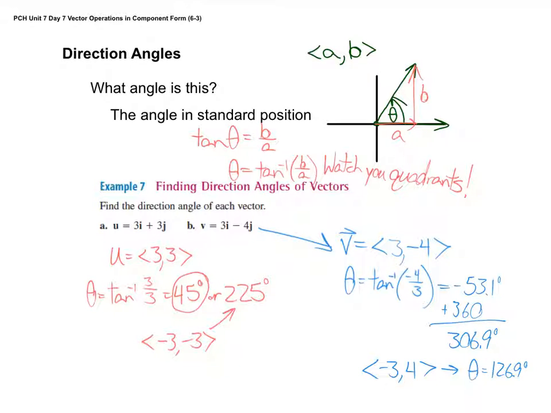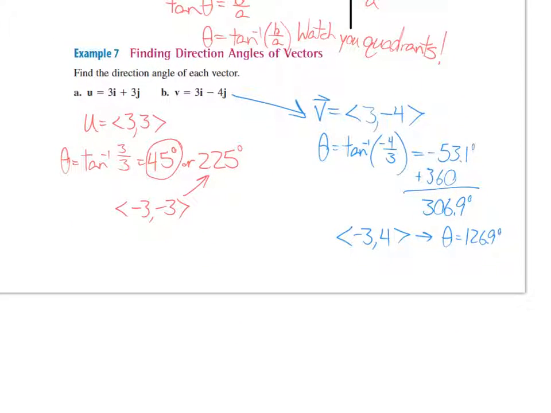Wait, Mr. Harrison, how'd you get 126? So I was saying, if the vector was negative 3, positive 4, our direction angle would be this one instead. You just add 90. Yeah. So we would be in the other quadrant.